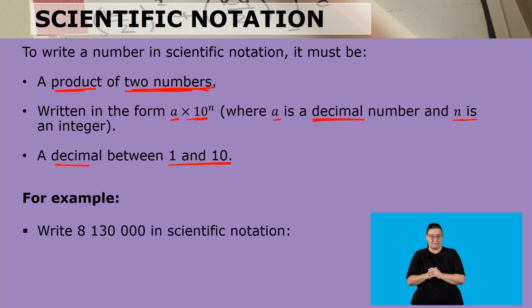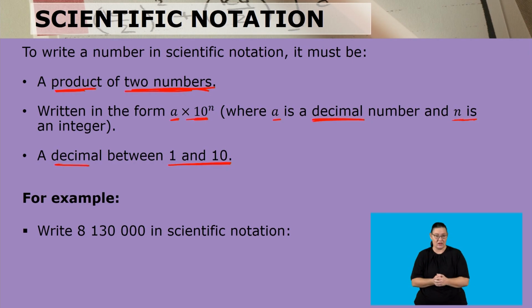Let's look at this example here. So here we are given 8,130,000 and we are supposed to write it in scientific notation. Now keep in mind those 3 points that we have to keep in mind. So we are required to write the 8,130,000 in scientific notation. Now remember those 3 points.